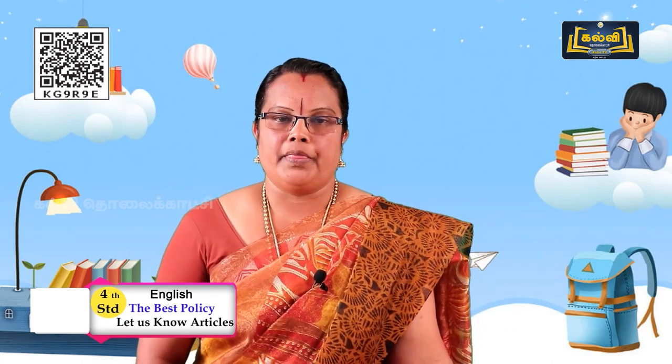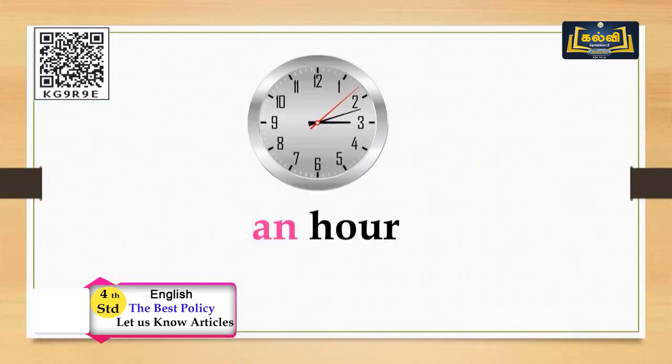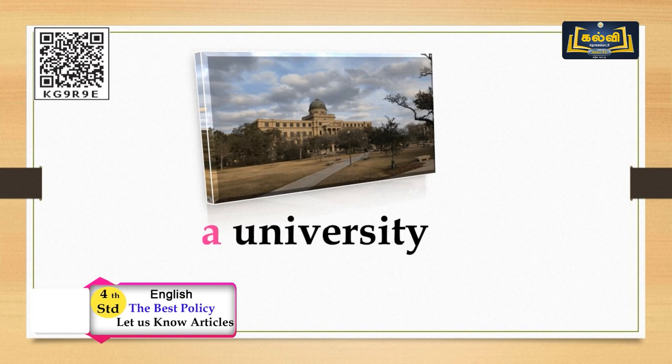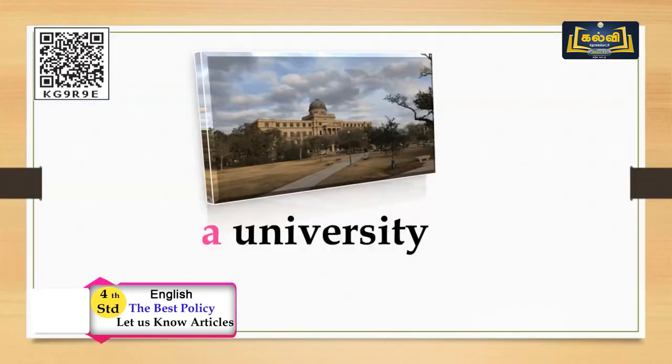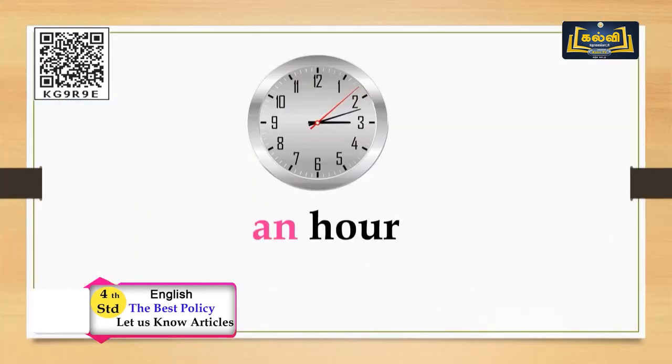As I told you before, here you might ask me a question. Why do we use an for hour and a for university? Did you think about that? Why are we using an for hour? We are saying an hour. And why are we using a for university? Even though the spelling starts with U, why are we using a before the word university? And even though the spelling of hour, H-O-U-R, starts with the letter H, why are we using an? Can you make out the difference?